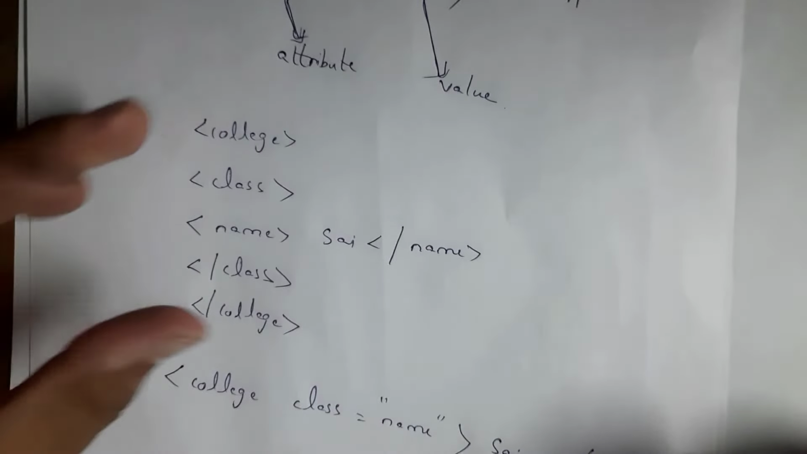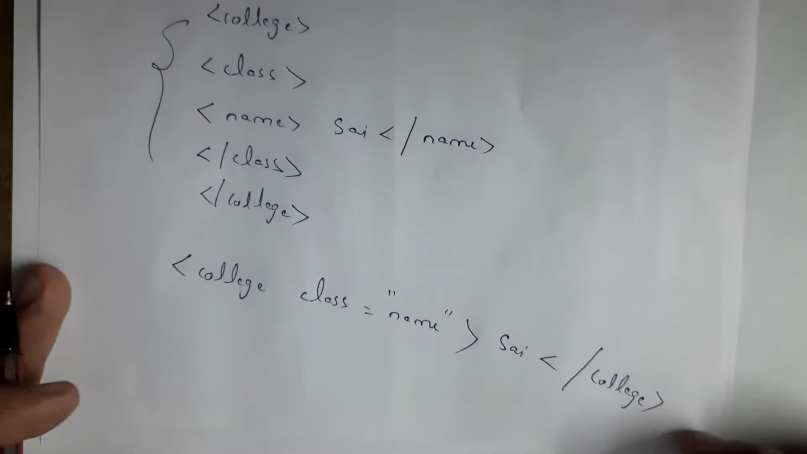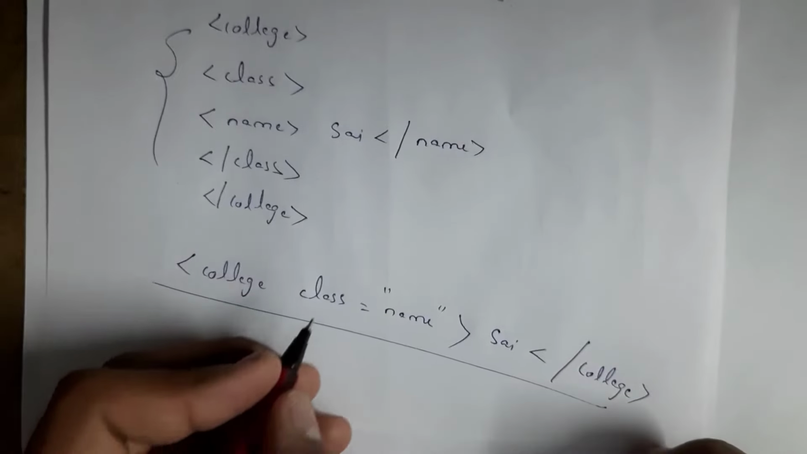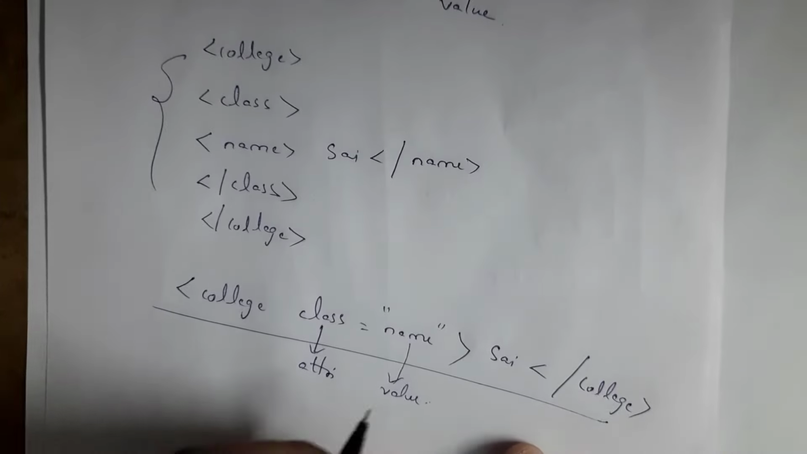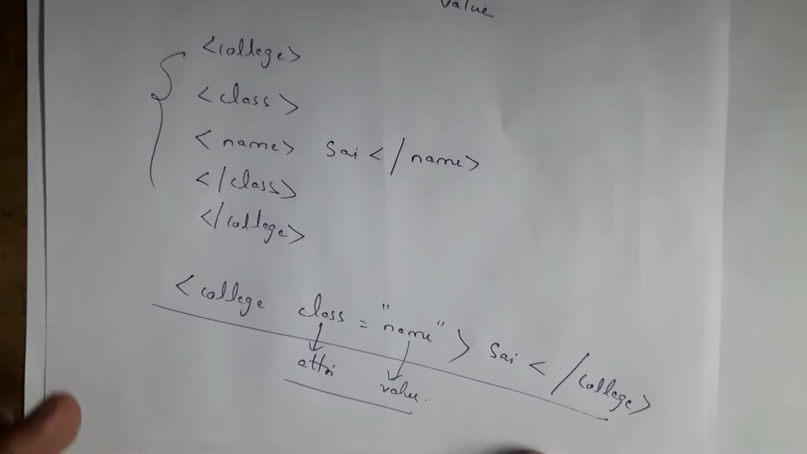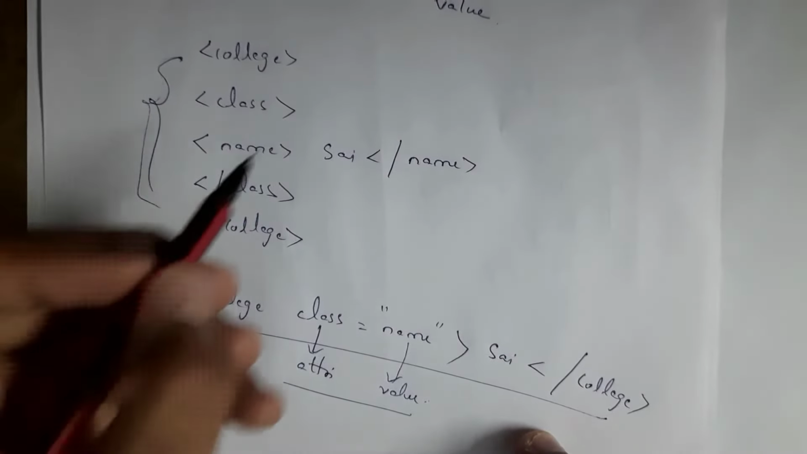Both are the same programs, but the difference is this program occupied multiple lines, whereas this program occupied a single line. This class is attribute and this name is value, but using these attributes and values is not recommended because there is a high chance of getting errors and writing this is very complicated. So programmers always write like this instead of writing attributes and values.